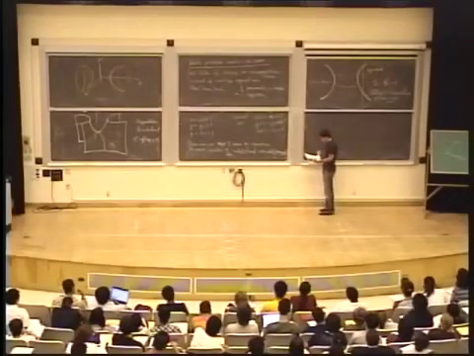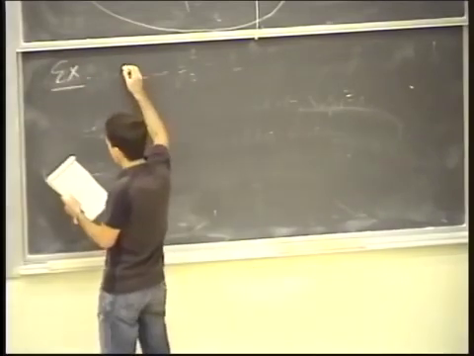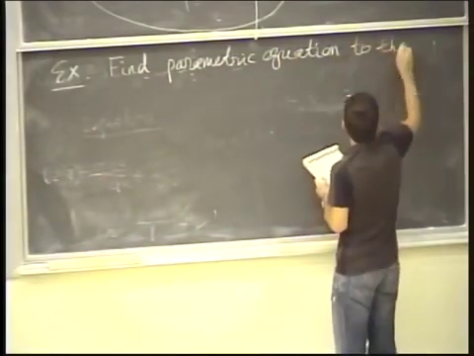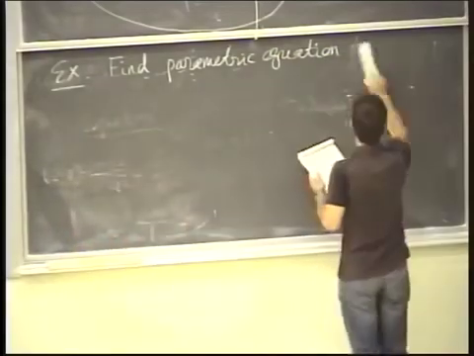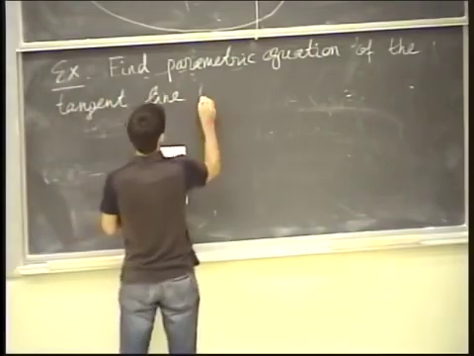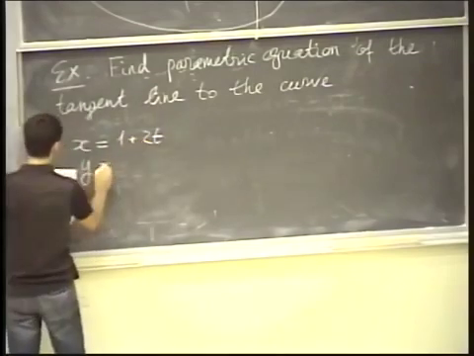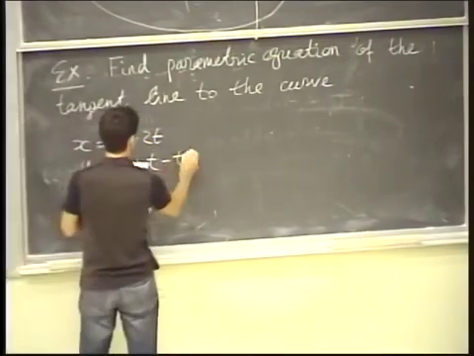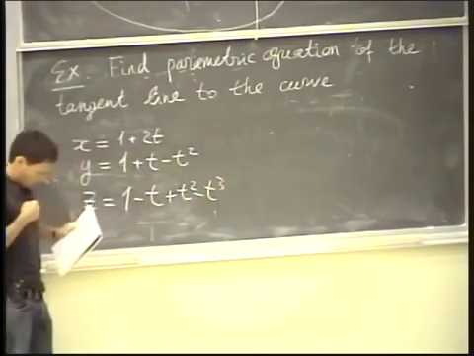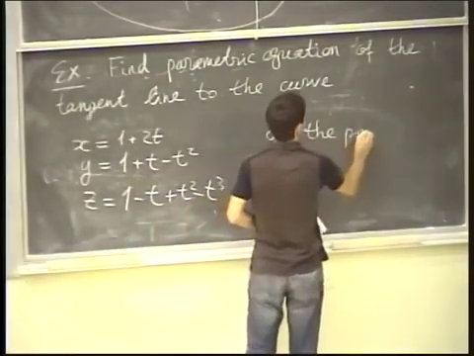So let me do it by way of doing an exercise. For example, find parametric equations of the tangent line to the curve given in parametric form as follows: x is equal to 1 plus 2t, y is equal to 1 plus t minus t squared, and z is equal to 1 minus t plus t squared minus t cubed. Okay? At the point (1, 1, 1).